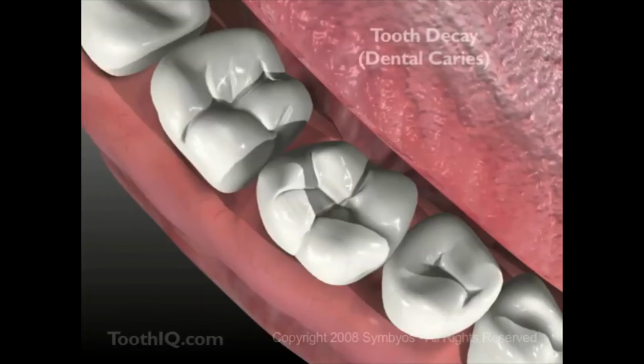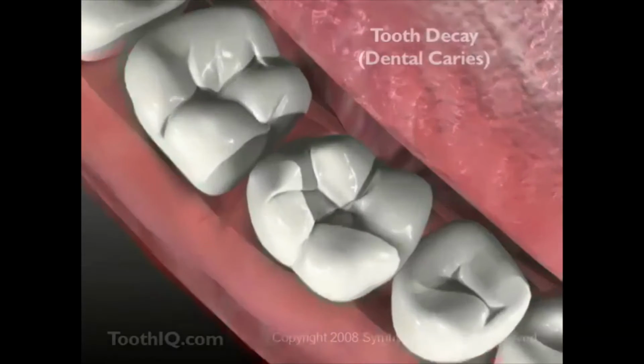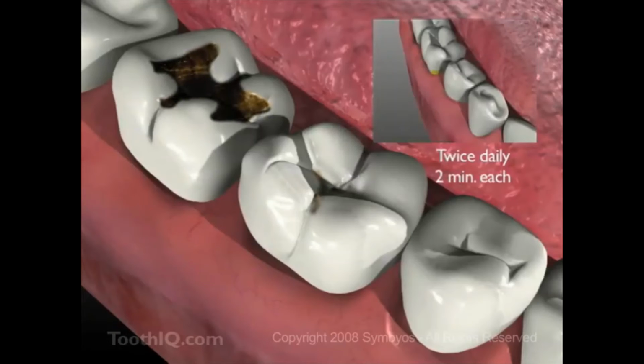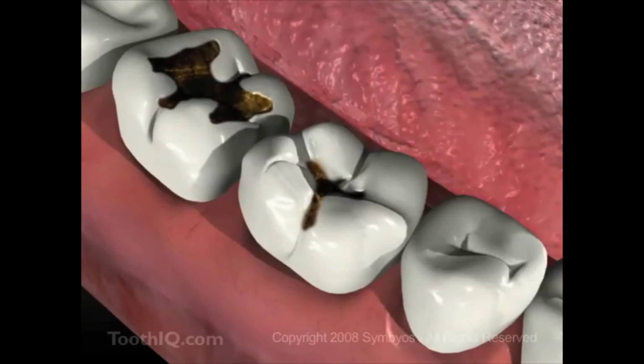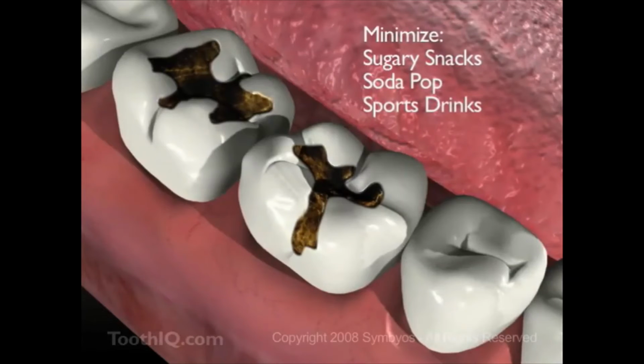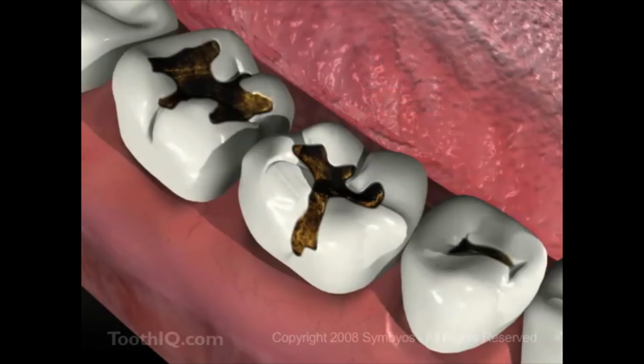Take a look inside your mouth at the big molar teeth in the back. You see those deep grooves on the tops and sides? That's one of the most common places for tooth decay or dental caries to begin. You can help prevent cavities from developing by brushing after meals and snacks at least twice daily for 2 full minutes. Try to cut back on sugary snacks, soda pop, and sports and energy drinks. Otherwise, what's going on in these teeth could happen to yours.